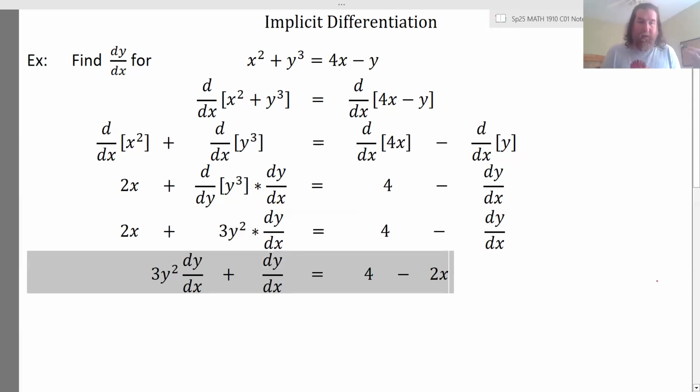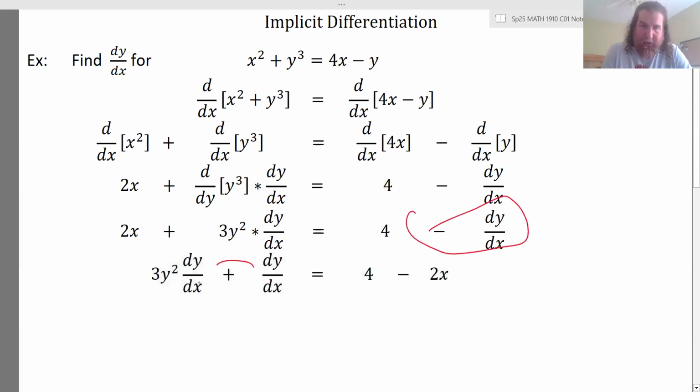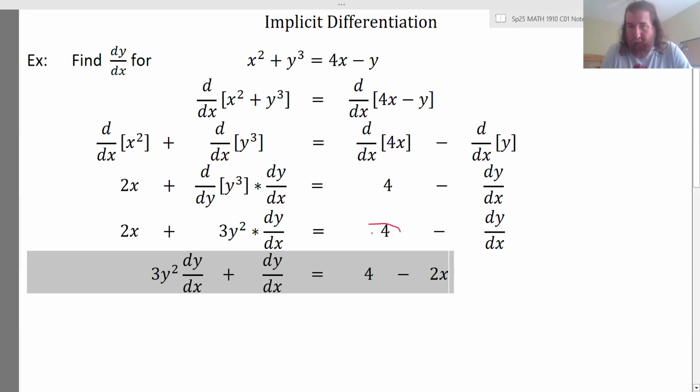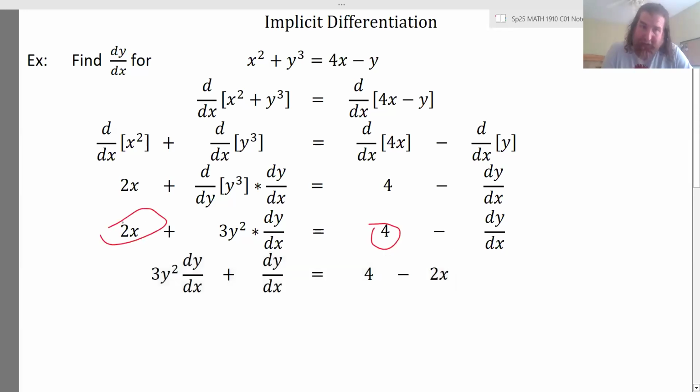We get 3y squared times dy dx plus dy dx, because I added this one to both sides. That's why that's a plus there. And on the other side of the equation, I have 4 minus 2x, because this 4 was over there on the right side, and I subtracted this 2x. That's why that's a minus there.